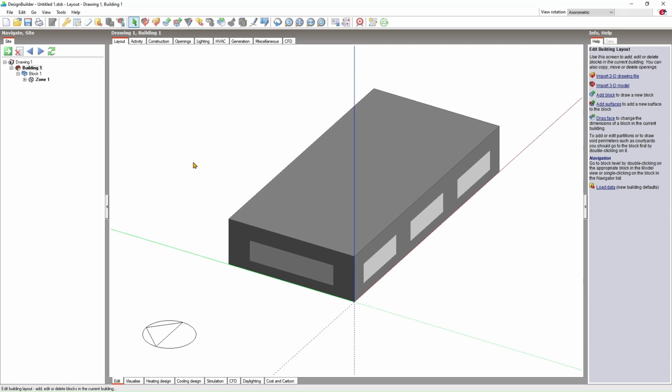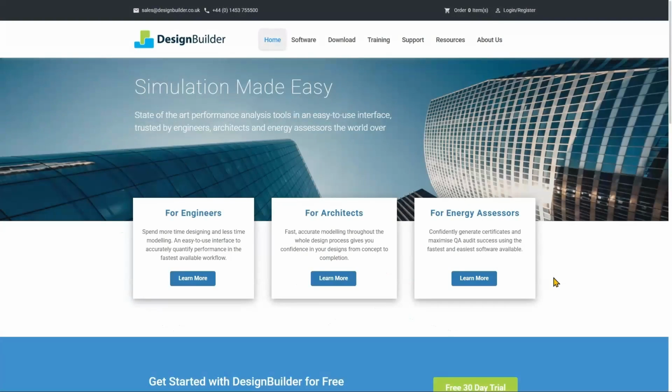There are three types of component block used by Designbuilder.